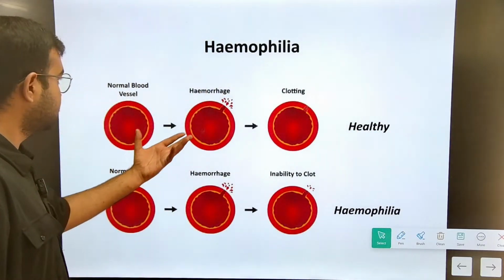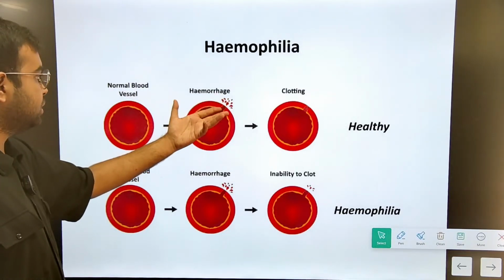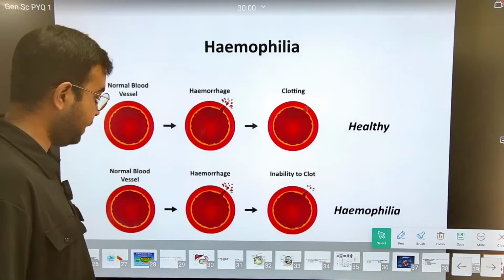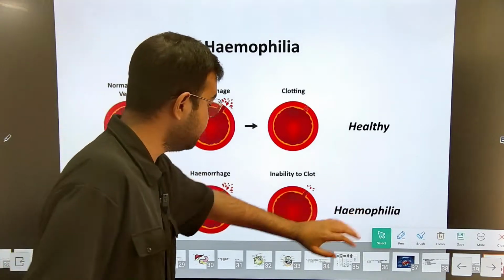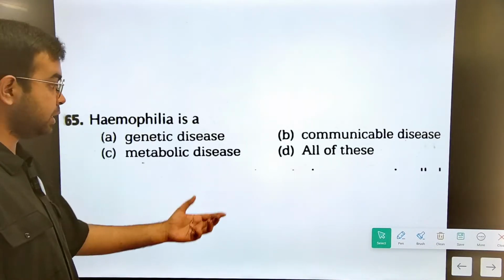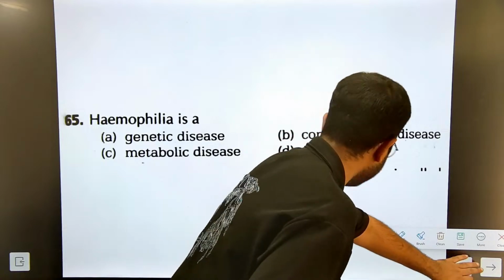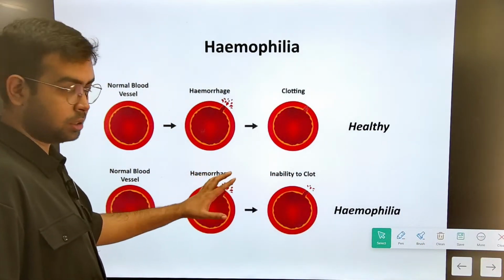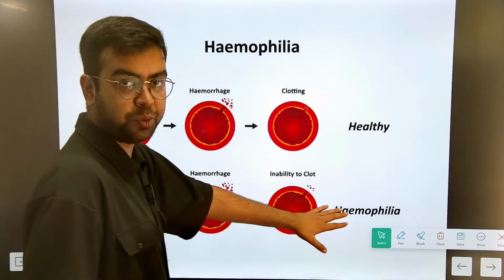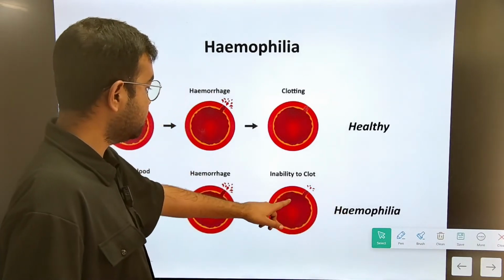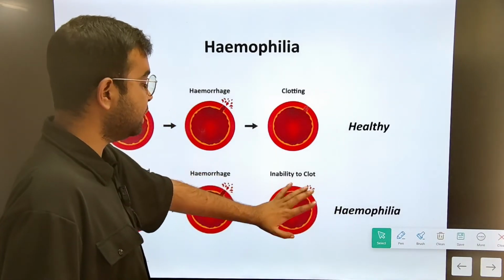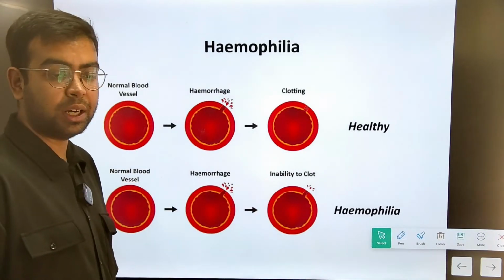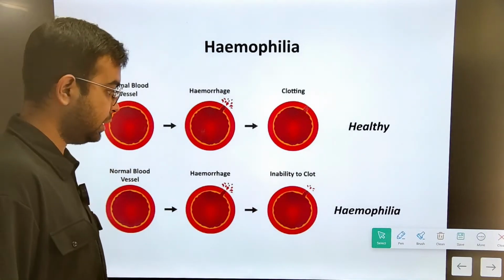diagram, the hemorrhage took place, the bleeding took place, but in a healthy cell, the clotting took place and the bleeding stopped. Okay? But in case of a person with hemophilia, a normal blood cell had a hemorrhage, it got cut, bleeding is happening, and after that, he had hemophilia, so because of that the clotting could not take place and the bleeding is still going on. The clotting is either very delayed or it does not occur at all. It is very delayed. Okay?